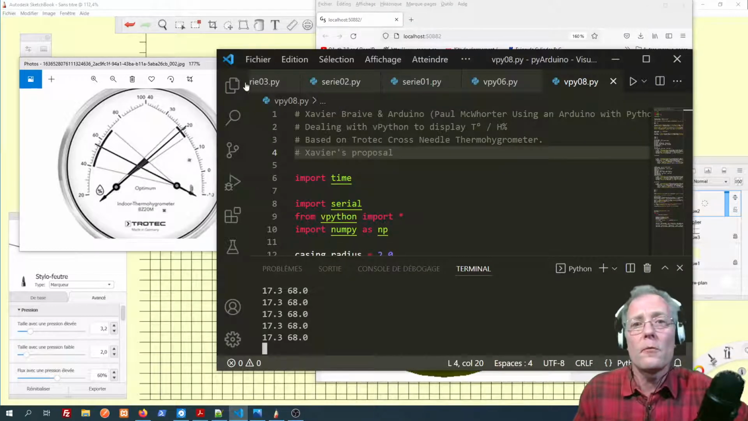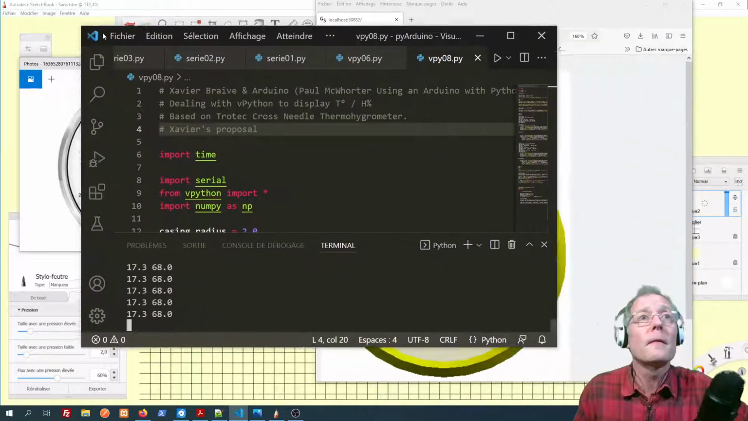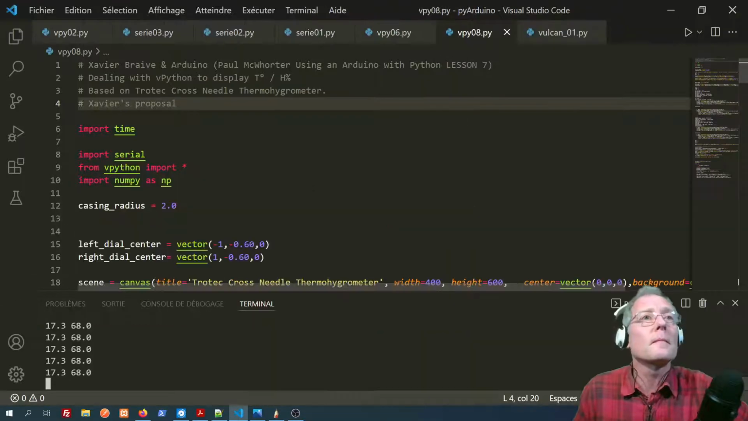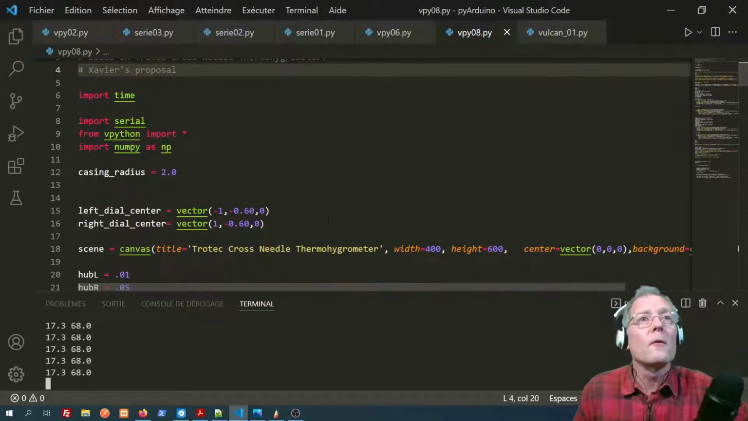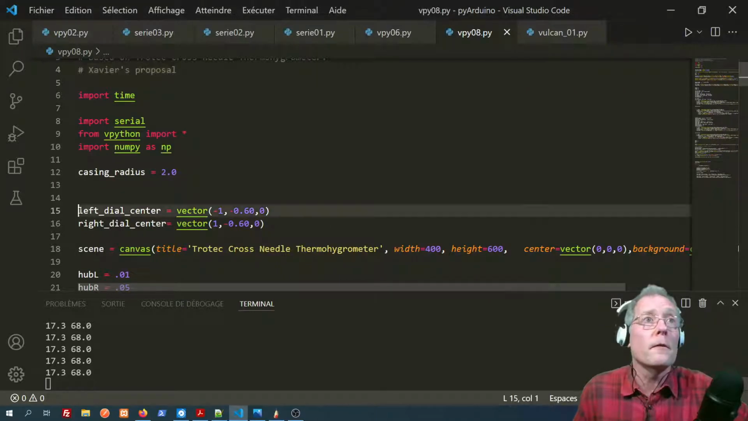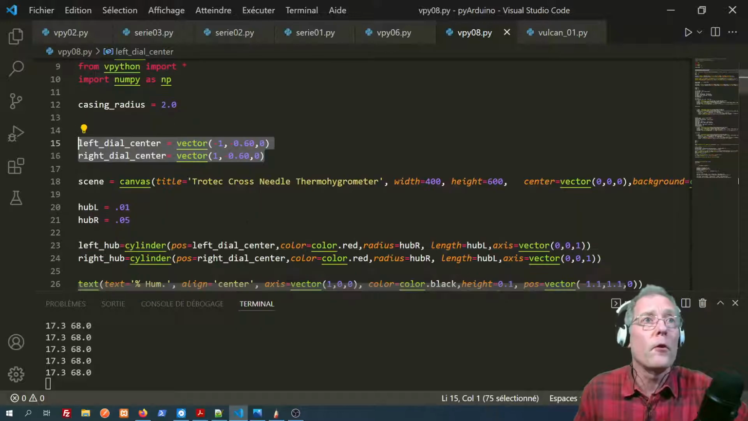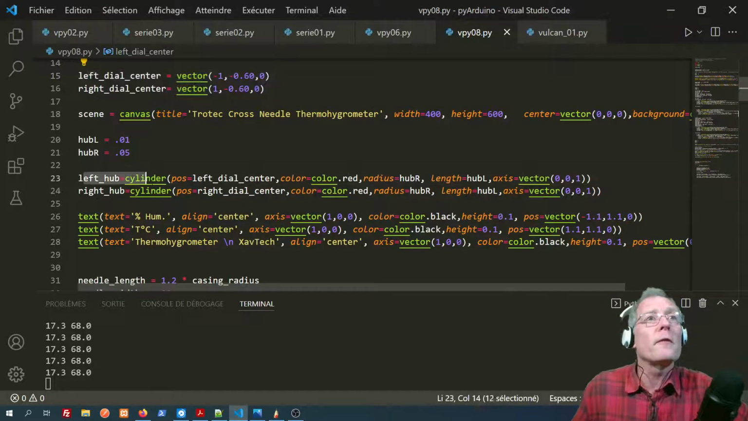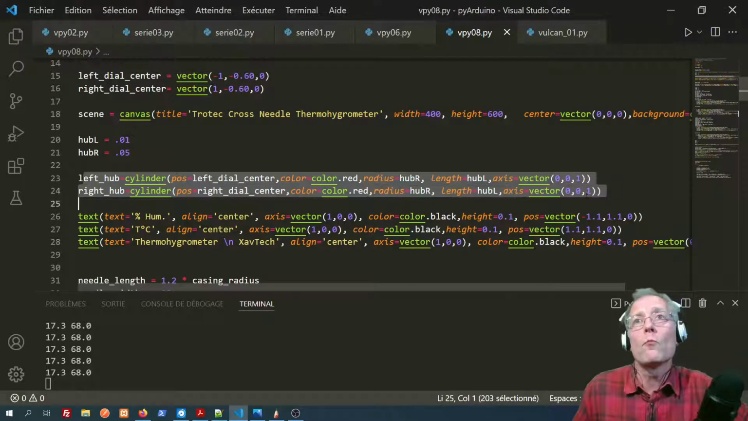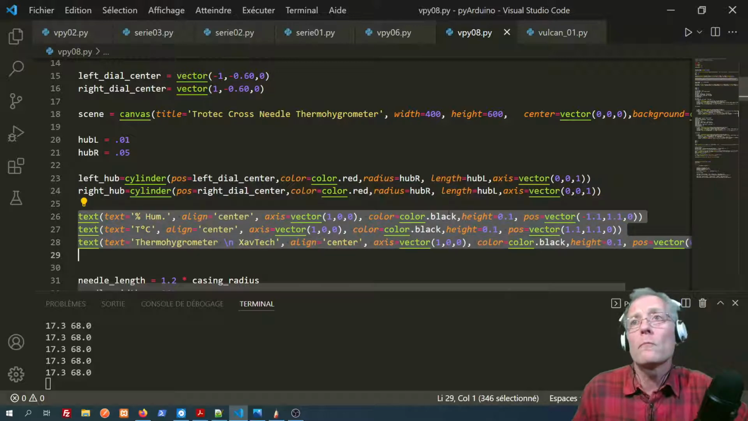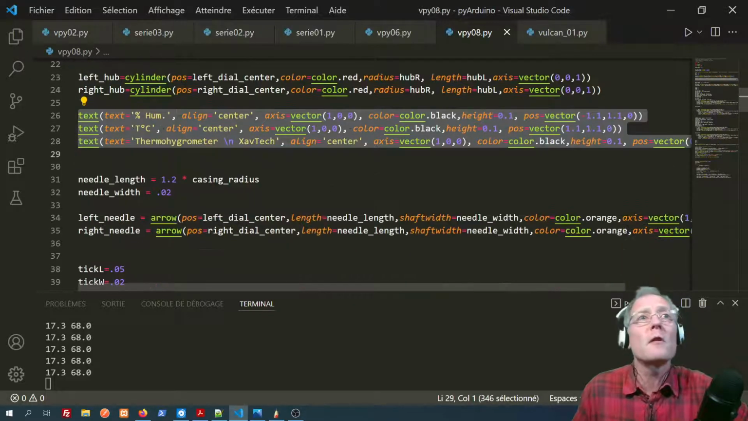So that's the code now. You notice we have two dials in one. So we have left dial center and right dial center, which are both origins of the arrows and the hubs, of course. So we start by drawing the hubs here, left hub and right hub. Nothing special here. The text is trivial, nothing specific here.